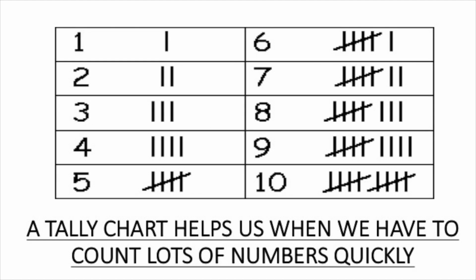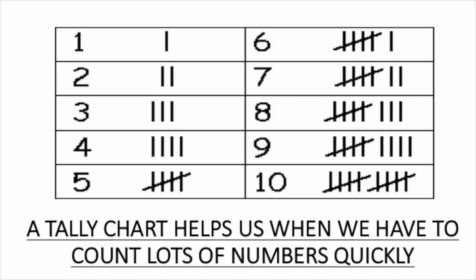A tally chart helps us when we have to count lots of numbers quickly. Yes. Some surveys involve thousands of people. So we can't be writing numbers all the time for thousands. It's a lot easier just to draw a line. And then we can count the lines up at the end. So take a look, guys, how a tally chart looks. All you need to remember is that 1 mark is 1 count. And when we reach number 5, the 5th count is across diagonal.